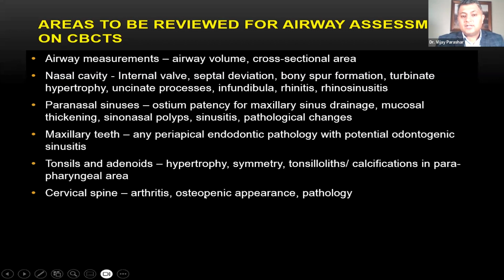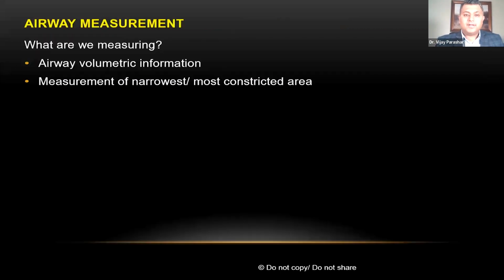Arthritic changes, or if there is osteopenia that you observe in the cervical spine, that should be reported. Or if there's some other pathology that you're noticing, that should also get reported. And if there is any other incidental pathology that you come across when you're reviewing a scan, that should also be reported. So these are some of the things that I look at when I am creating a report for airway evaluation.